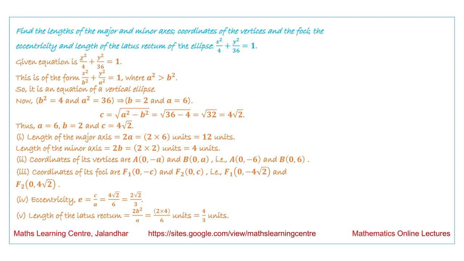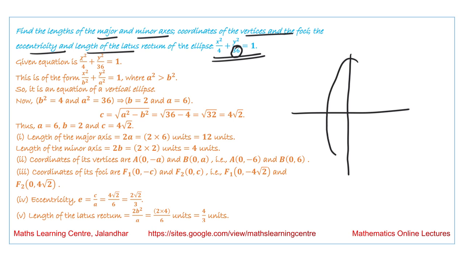Now the next one: find the length of the major and minor axis, coordinates of the vertices, foci, eccentricity and length of latus rectum corresponding to the ellipse with this equation. If we look at this equation, the denominator of y square is greater than the denominator of x square. So this is a vertical ellipse.